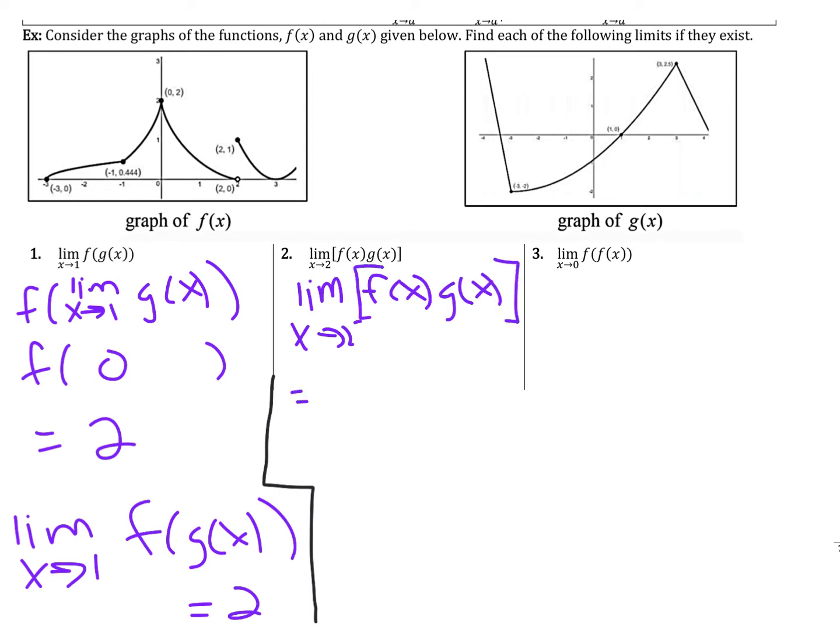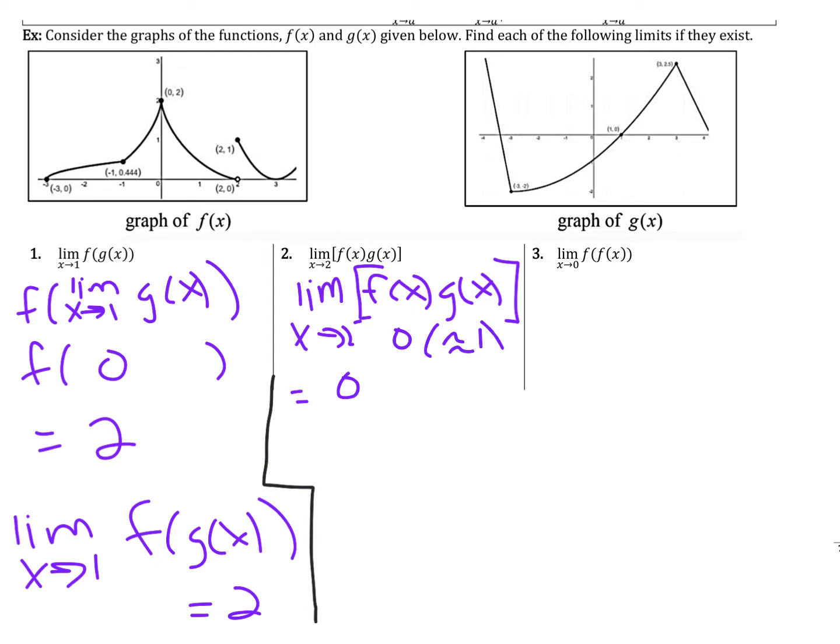And this limit is going to be equal to, if we're coming from the left in f, that's going to be 0, which actually means it doesn't really matter what g is. Coming from the left is 0 times, this looks like it's, I don't know, approximately 1, but 0 times approximately 1 is going to be 0. So this equals 0. We're saying 0 times approximately 1.